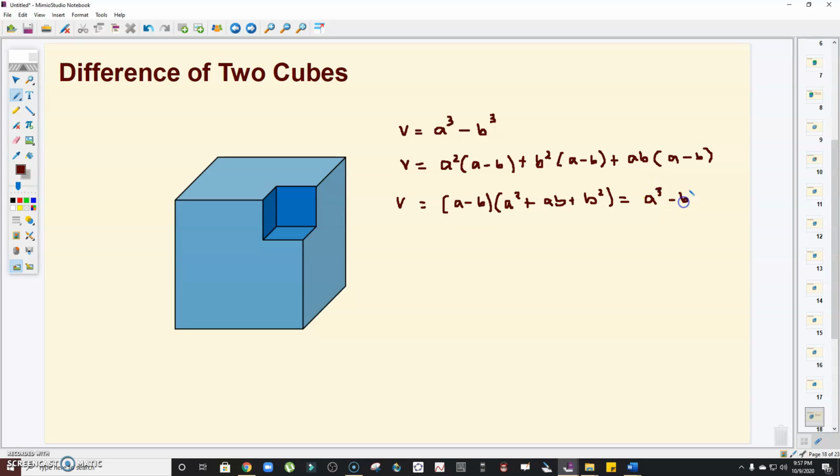So A cubed minus B cubed is equal to the product of the binomial and the trinomial. See that? Same procedure. To get the binomial, get the cube root. To get the first term of the trinomial, square it, then the middle term, multiply and reverse the sign. For the third term, just square it. Same as earlier. So that's the geometric illustration of the sum and difference of two cubes. I hope you like it.